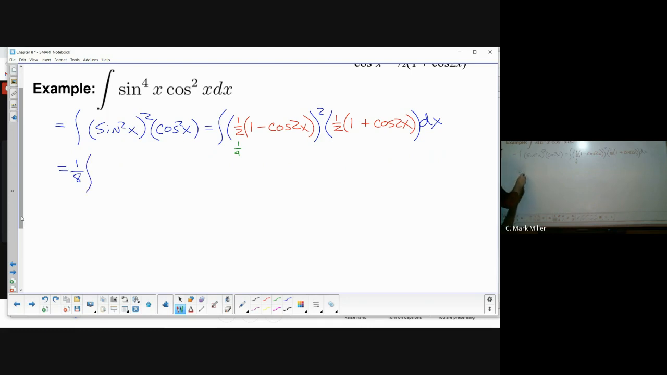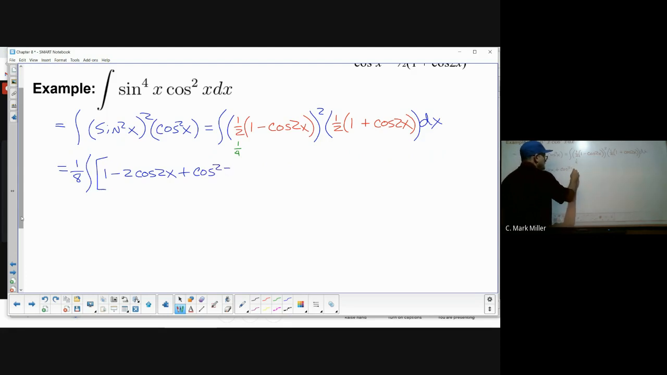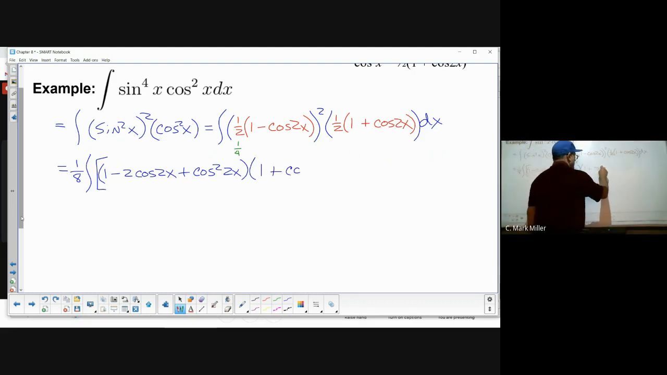Now, the integral. Oh dear. Bracket. 1 minus cosine 2x, squared, is 1 minus 2 cosine 2x plus cosine squared 2x, times 1 plus cosine 2x.